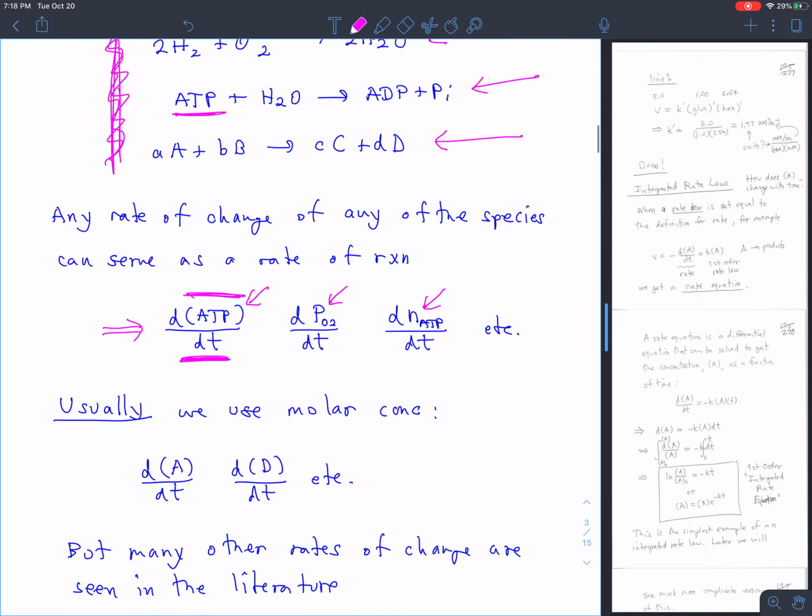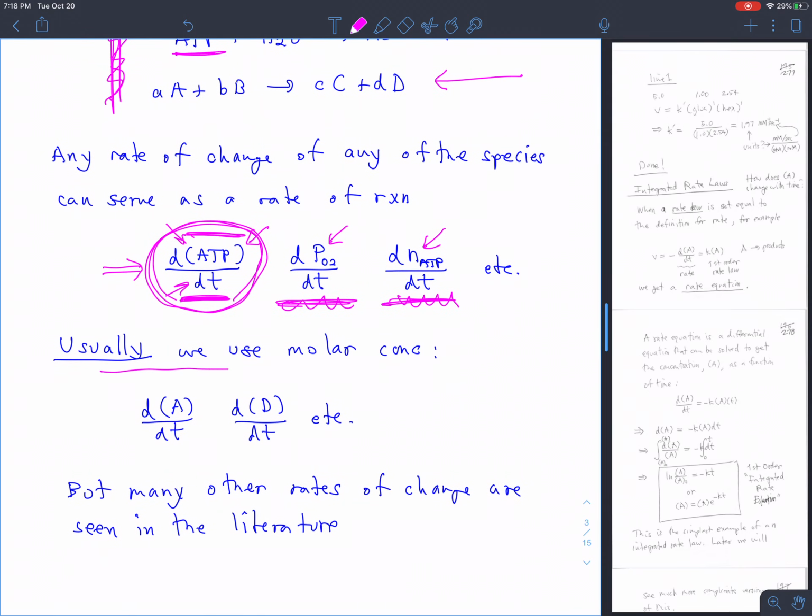In this section and in this class, we're going to stick pretty much entirely to this. This is the most common one, that is the rate of change of molar concentration of a reactant or product with respect to time. But be aware, out in the literature, out in the wider world, you'll see these other things, and even other weirder things that are all used as measures and ways of keeping track of the rate of reaction.